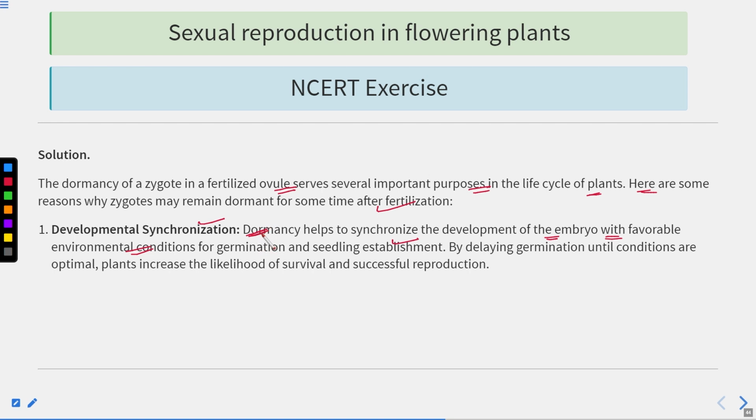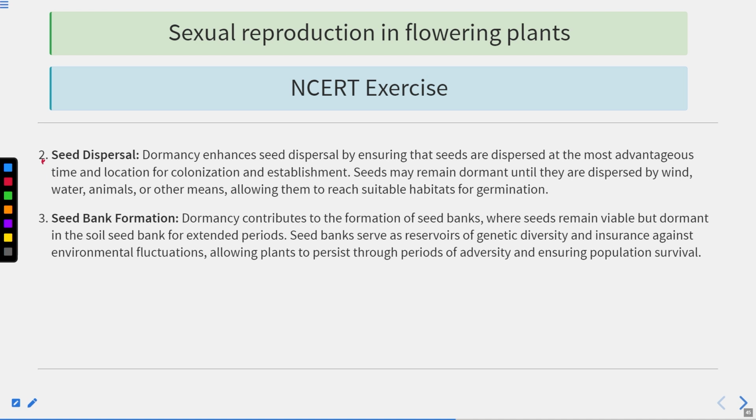So in the dormancy state, what is happening? There is a very reduced metabolic rate. Clear? Now, by delaying the germination until the conditions are optimum, the plant increases the likelihood of survival and successive reproduction. So this is a kind of survival strategy, you can say. This is the kind of survival strategy that the plants have adopted. Clear? Next is the seed dispersal.